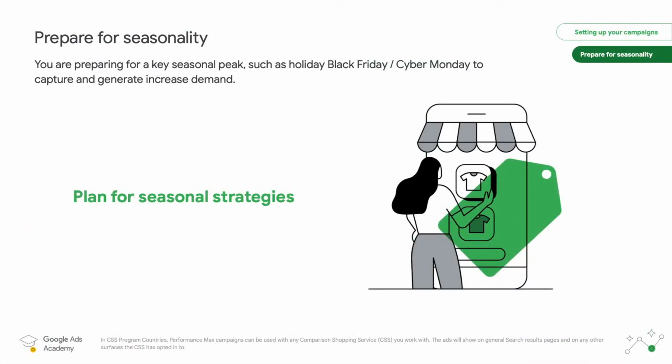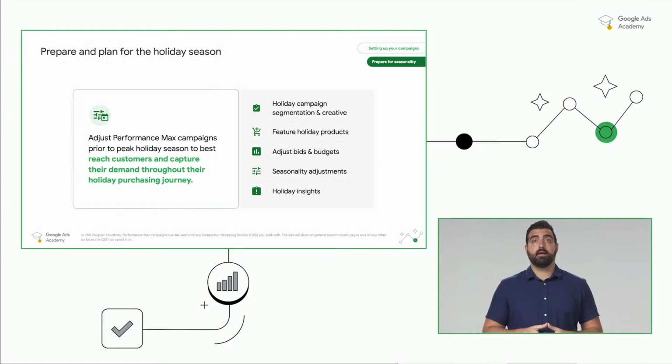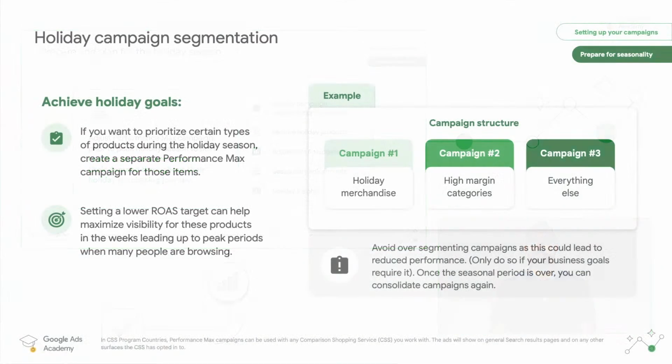Now that we've talked about reaching your business goals, new customer acquisition, and bidding to local outcomes, let's talk about preparing for seasonality. There are many strategies you can use to help scale over seasonal periods. Performance Max does a great job of capturing demand over these seasonal moments. We'll go into these in detail: holiday campaign segmentation and creative, featuring holiday products, adjusting levers to scale, seasonality adjustments, and holiday insights.